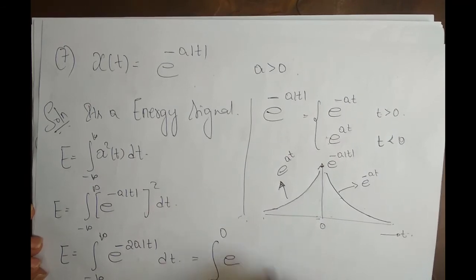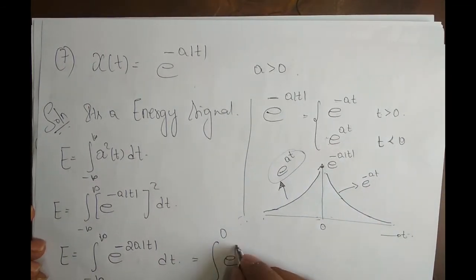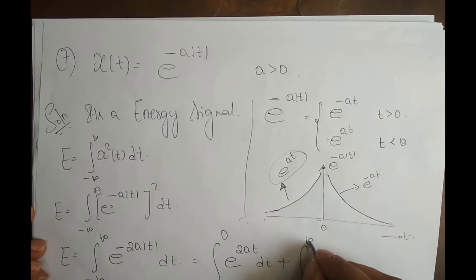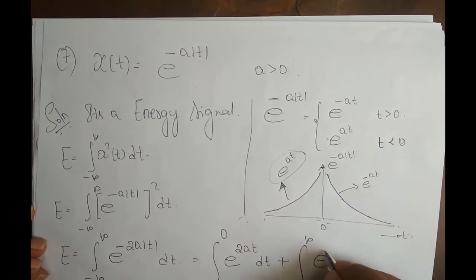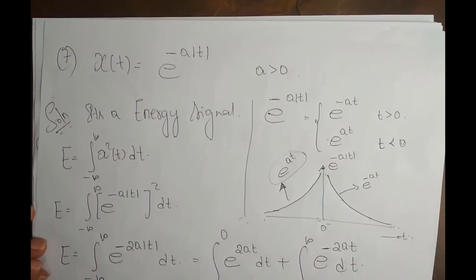From minus infinity to 0, what is the signal I have? E power 2 times at dt plus integrating from 0 to infinity. For 0 to infinity, what is the signal I have? So e power minus 2 times at dt. Okay.